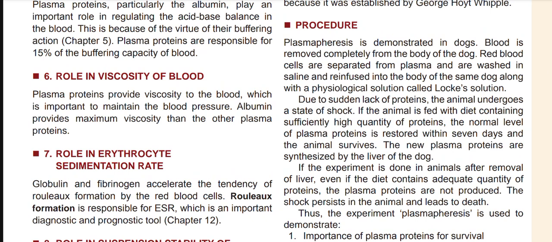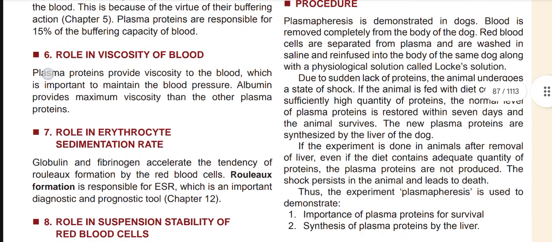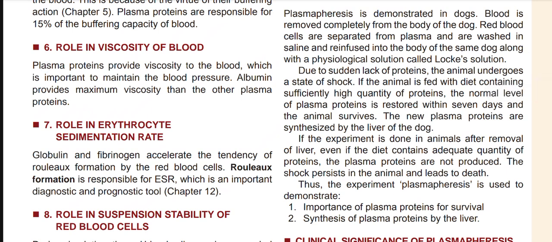But if the animal is fed with a sufficient diet containing a sufficiently high quantity of proteins, the normal level of plasma proteins is restored within 7 to 8 days, and the animal survives very well. The new plasma proteins are synthesized by the liver of the dog. Now the same experiment is repeated, but the liver is also removed. When this is done, even if the dog is fed with a high quantity of protein, the plasma proteins are not made properly, so the persistent shock is not overcome by the dog, and the dog dies.